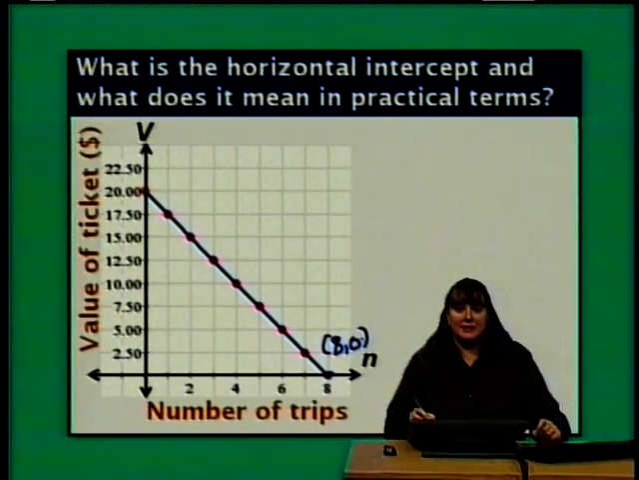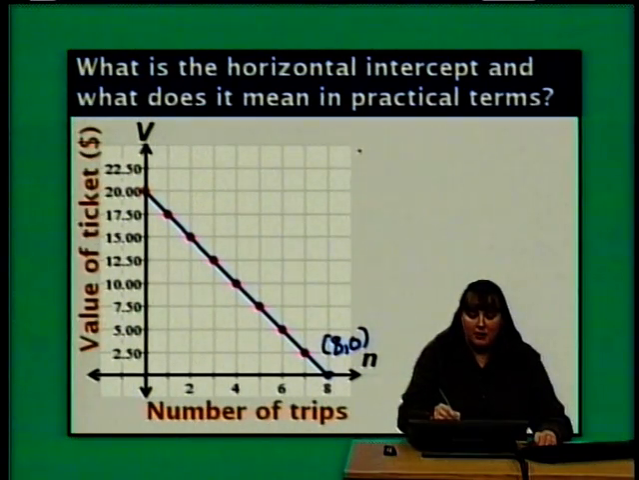To be able to answer the second part of the question, what does this mean in practical terms, again, I need to think about what the coordinates in this ordered pair represent. The first coordinate, the 8, is my n value. That's the number of trips. So we're talking about 8 trips on the subway. The second coordinate of the ordered pair is the v value. That's looking at the value of the ticket. So a v value of 0 means that the ticket is worth $0. We've used up the ticket.